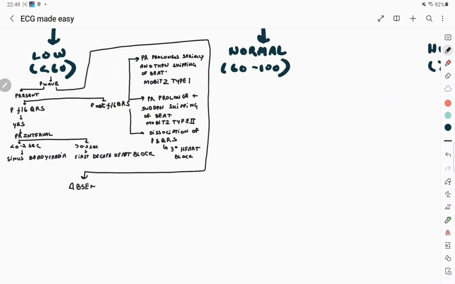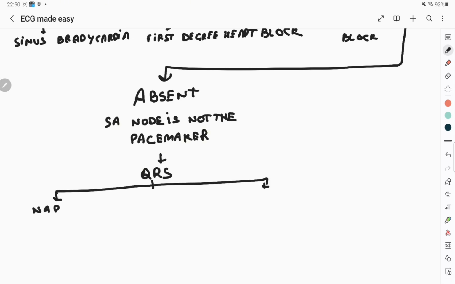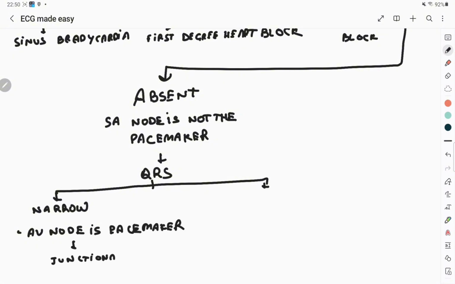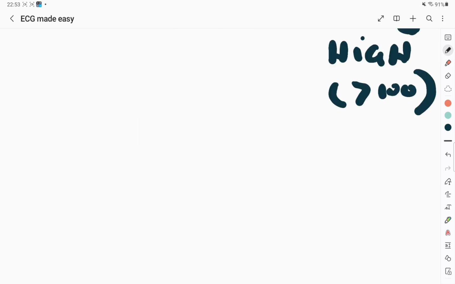If the P wave is absent, this means that SA node is not acting as a pacemaker. In this case, look for the QRS. If the QRS is narrow, this means that the AV node is acting as a pacemaker and it is called junctional rhythm. If the QRS is wide, a foci in the ventricle is acting as a pacemaker and this is called ventricular escape rhythm. Now for a heart rate of more than 100, check the QRS morphology.